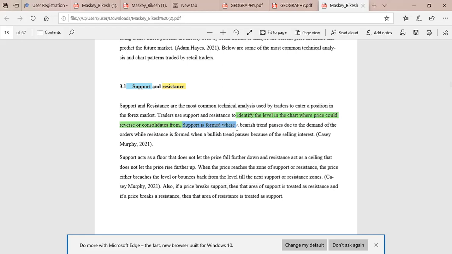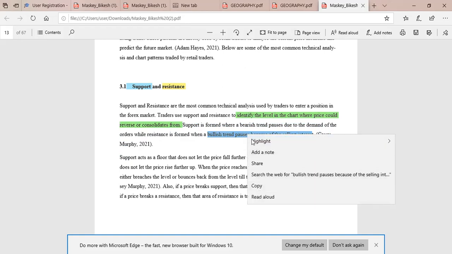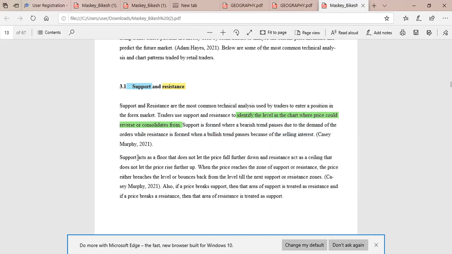Okay, now, what is the work of support? Support is formed where a bearish trend pauses due to demand of orders. Then what happens at resistance? Resistance forms where a bullish trend pauses. But I'm going to explain that in simple words. So what is the work of support? Support acts as a floor that does not allow price to fall further down. And resistance acts as a ceiling that does not let the price rise further up.